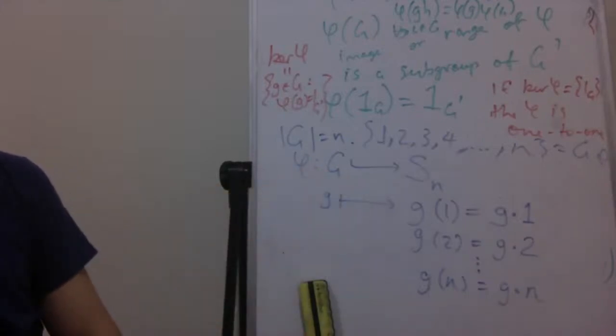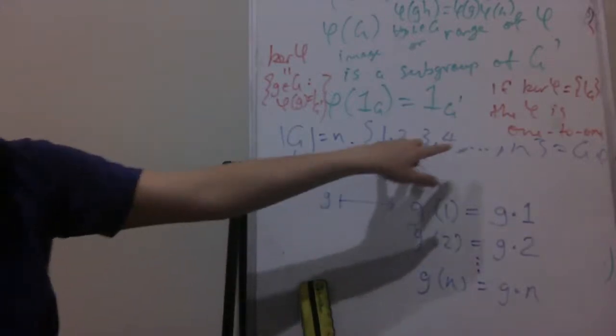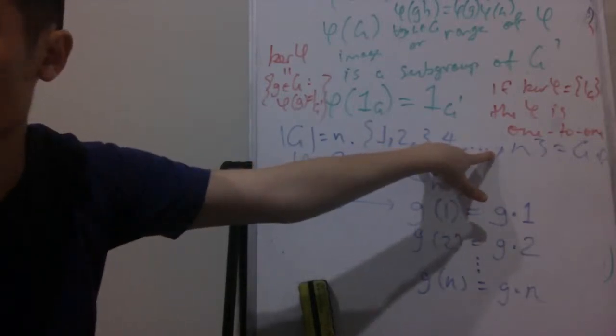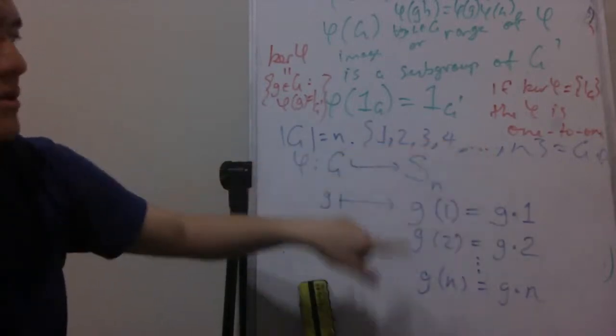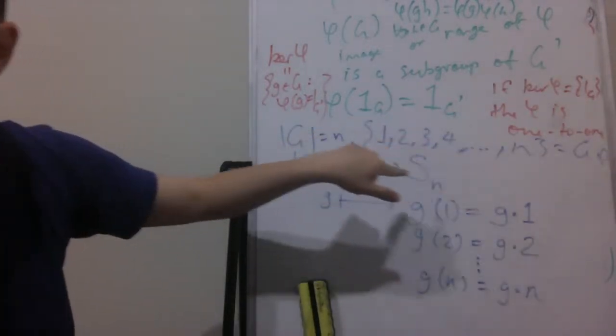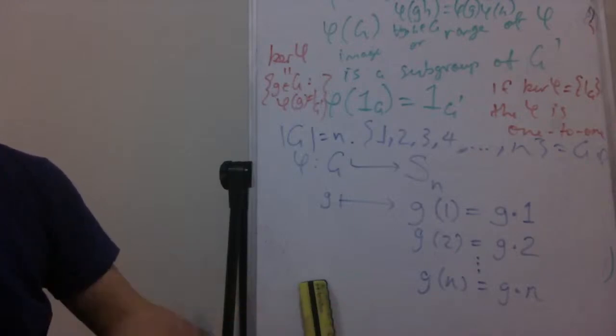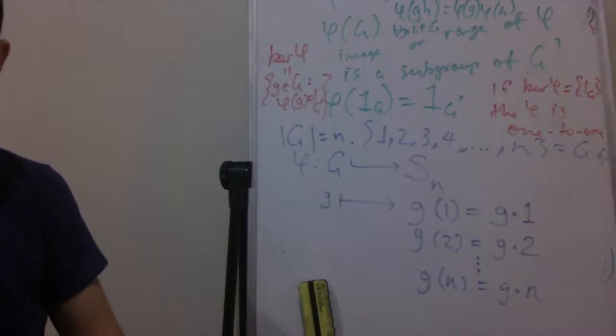How does it go to Sn? Sn we define as the functions on this that are invertible, right? And so you can think of g as a function on that by multiplication. And the multiplication is invertible by g inverse, right?